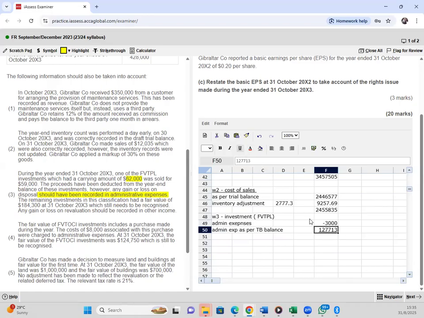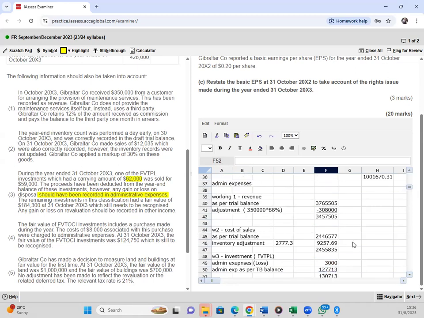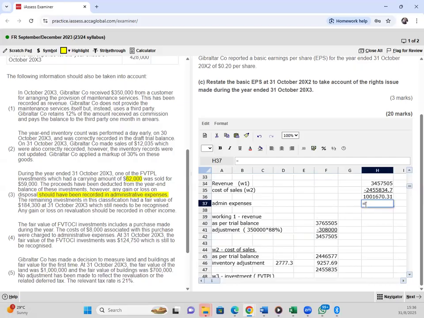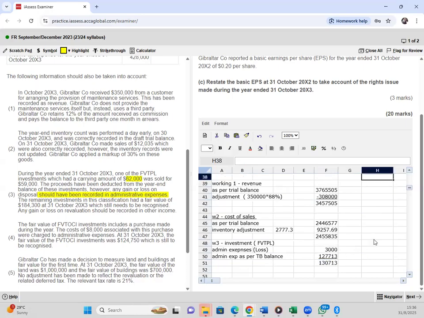So that is what is affecting our admin expenses. If we come across any other adjustment, we can come back and adjust the admin expenses. They are saying that the gain or loss on disposal should have been recorded in admin. If it's a loss on disposal, it's actually an expense. So if we have made a loss on disposal, it's adding to our expenses. The loss on disposal is increasing the expense. If we come across other issues, we are going to bring them to this admin expense calculation as well.